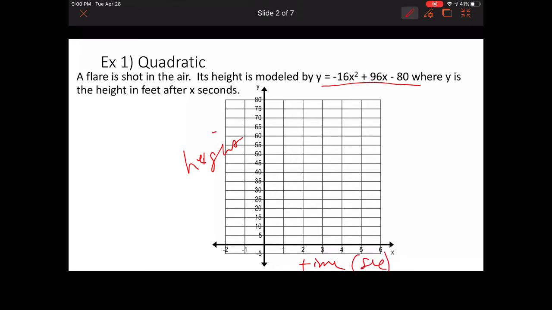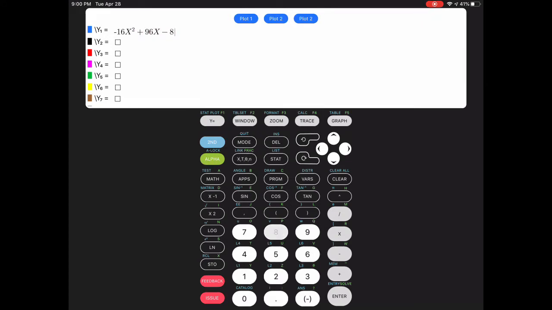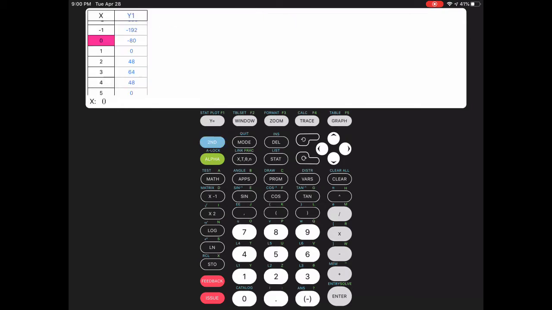All right, so what we're going to do, we're just immediately going to go to the calculator, and we're going to get this table. We need a table here to plot these points, and we're going to need these intercepts and everything. So let's go to our calculator and type in negative 16x squared plus 96x minus 80. Now you can graph it if you want to, but to be honest, you're really just going to want the table.